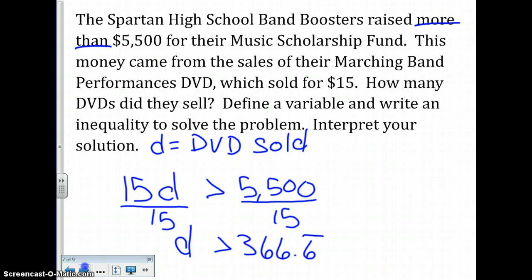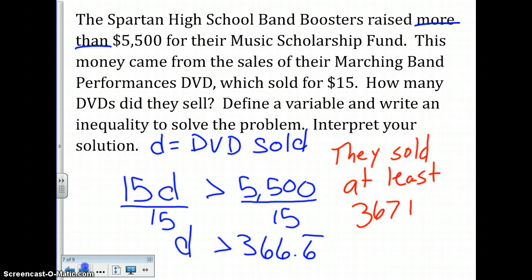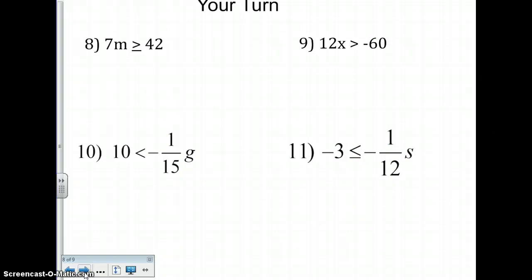So the interpretation of this, I'll write in red. They sold at least 367 DVDs. It's hard to sell 6/10 of a DVD, so we just round that answer up. Okay, go ahead, give these ones a shot, see how you do. Hit pause and come back and check your answers. As you're working through, please pay attention to whether or not you're multiplying or dividing by a negative number.